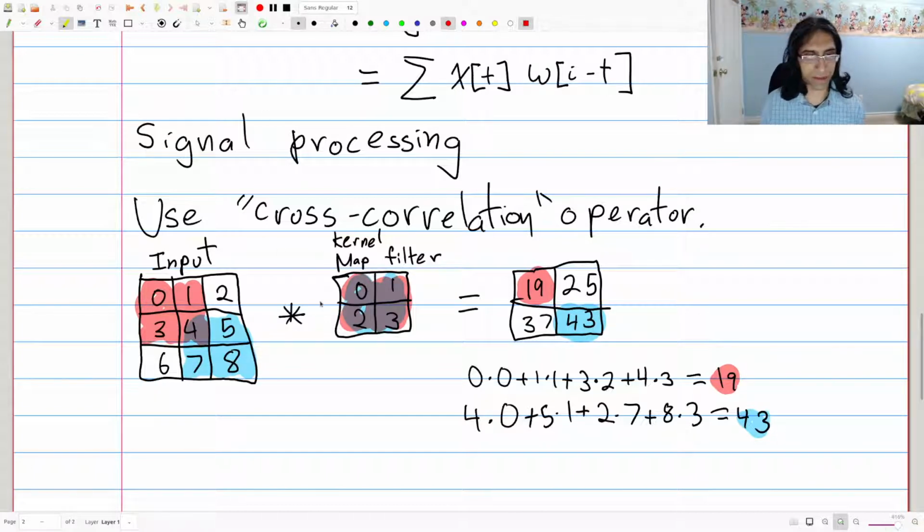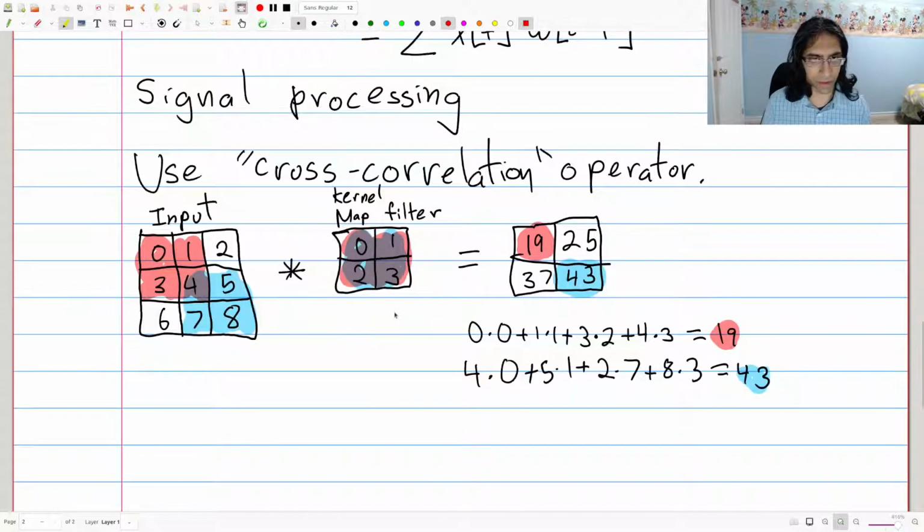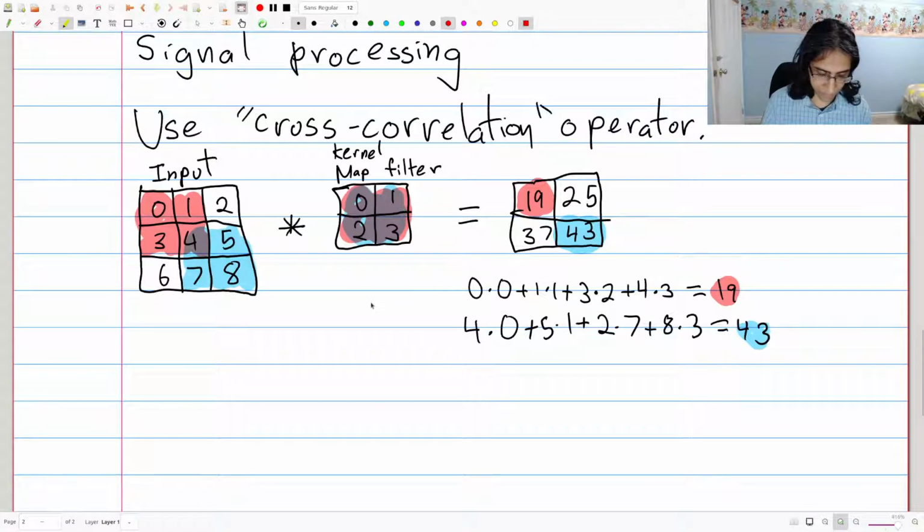Just to repeat what I said earlier, you slide this filter over the input, and at each position, you take the dot product of the input and the filter at that position, and you fill in the corresponding entry here. So do it for yourself and try to figure out where this 25 comes from, by taking the inner product of the top right 4 squares with the filter. Make sure you understand that before you proceed.